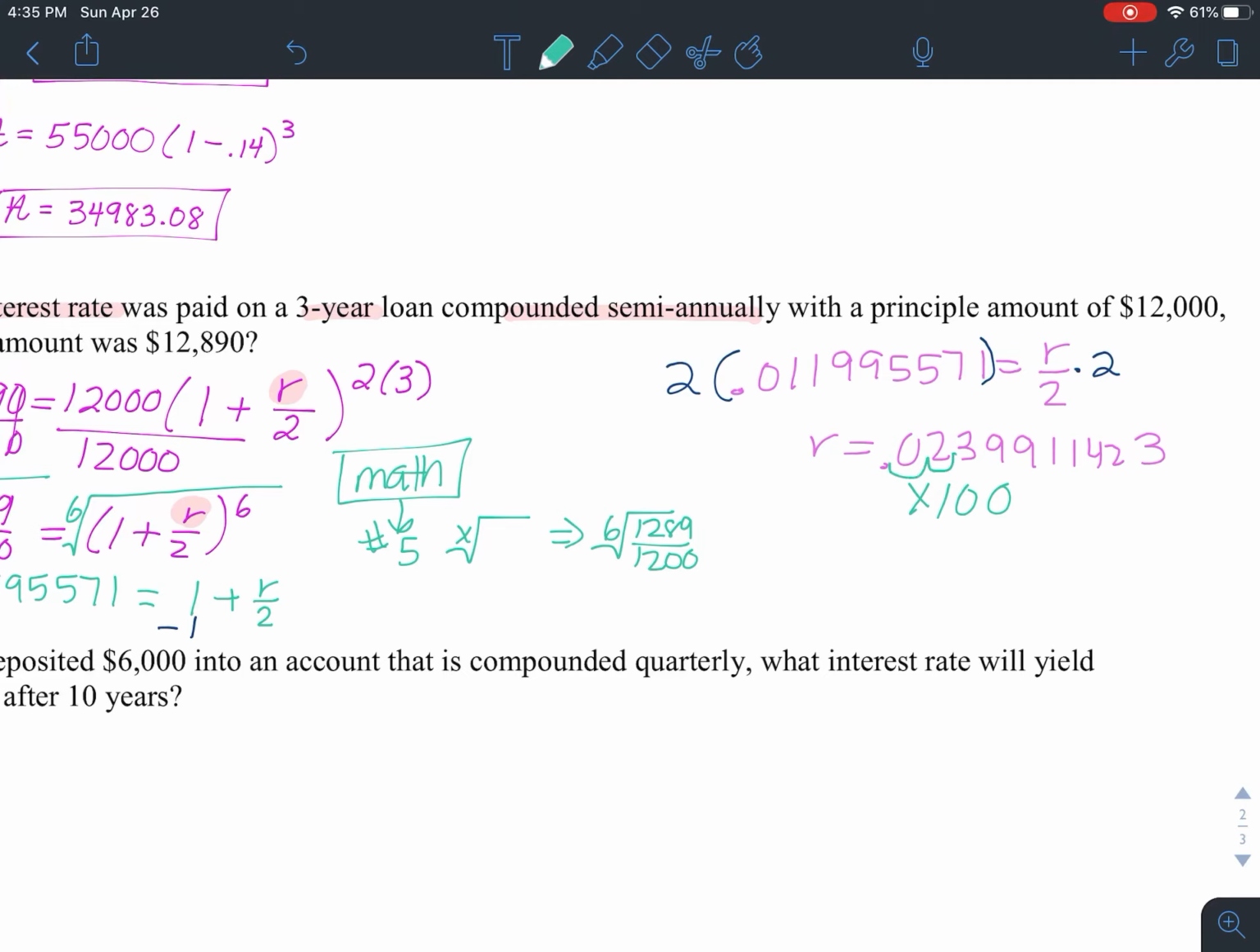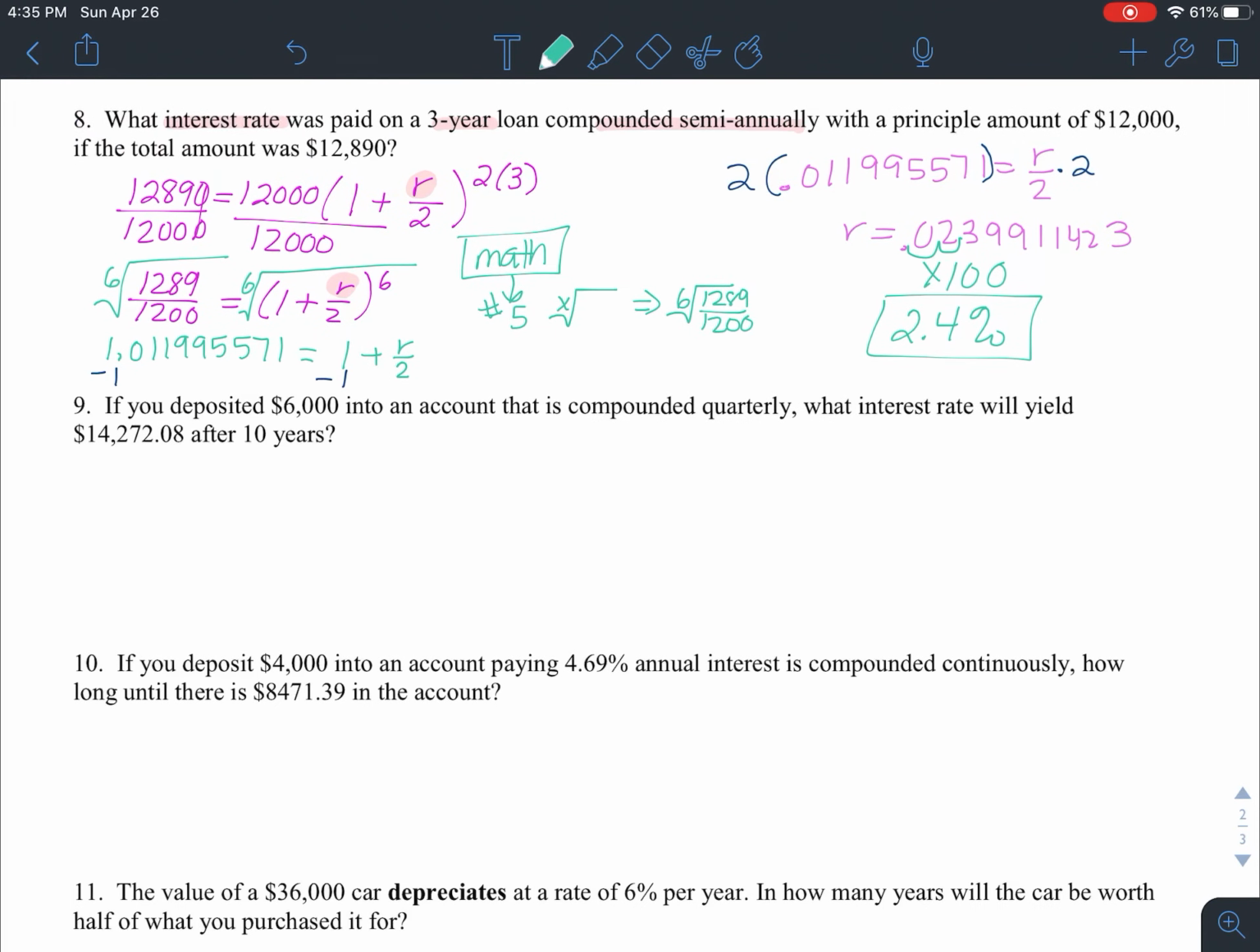So move that decimal place over, and it's like 2.399, so about 2.4% would be your rate. There we go. Looks good. Didn't say that one was pretty. That one was the hardest one that we will encounter.